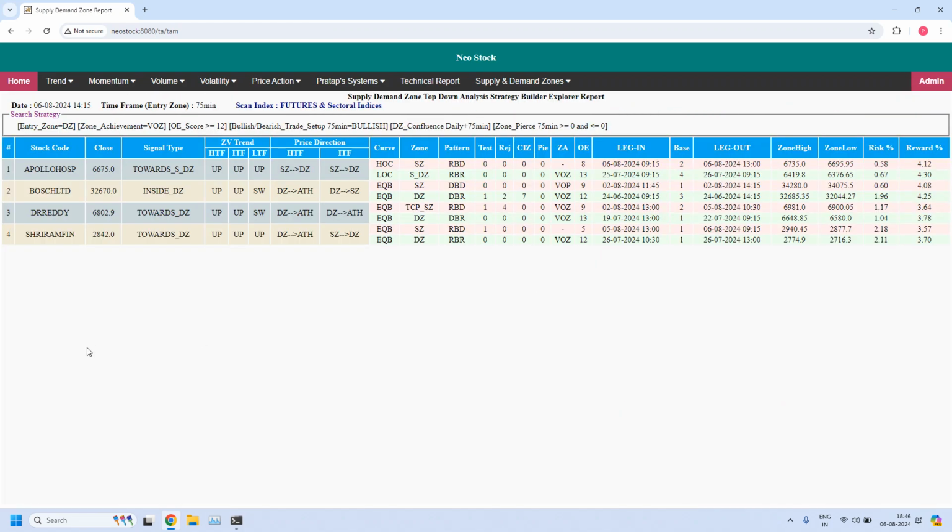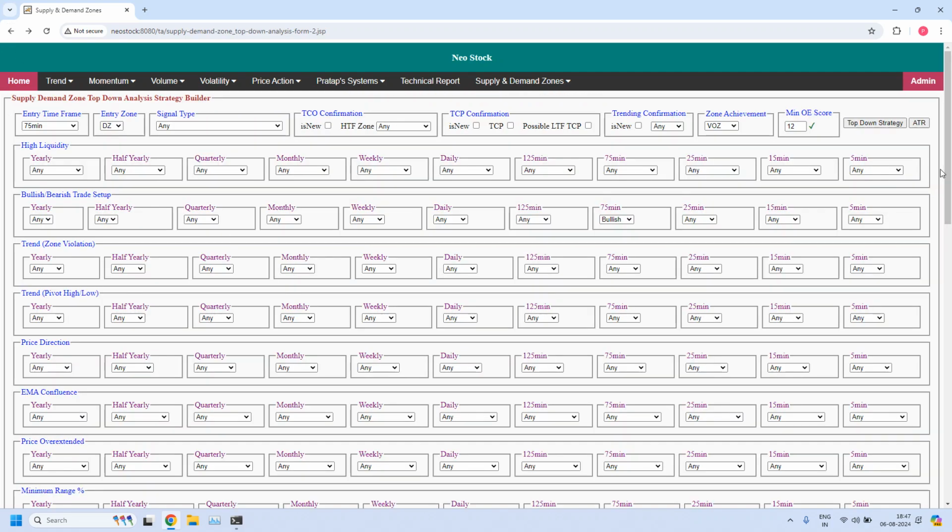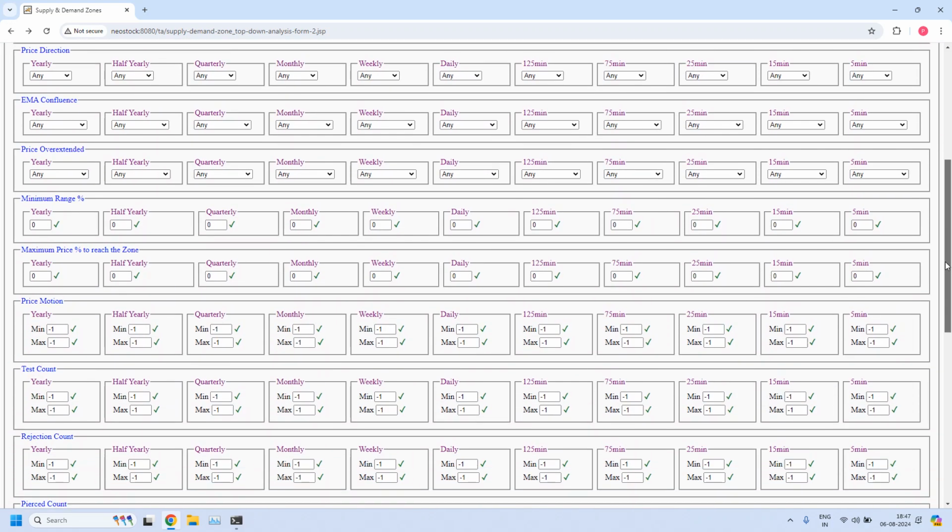Now 4 stocks are currently supporting a bullish trade setup and also having confluence with the daily time frame. 75 minutes entry zone is having confluence with daily zones, that is ITF zones. Now again, out of these 4, how many are having confluence with weekly zone? So let me go back. Weekly is a higher time frame.